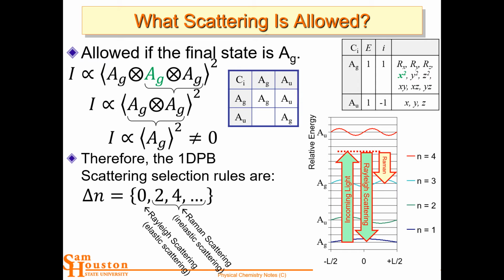So incident light comes in, and the Raman scattered photon has this energy. The Rayleigh scattering energy photon has the same energy as the incoming light. That's why it's elastic. So how would we detect Rayleigh scattering if it has the same frequency as the incident light?